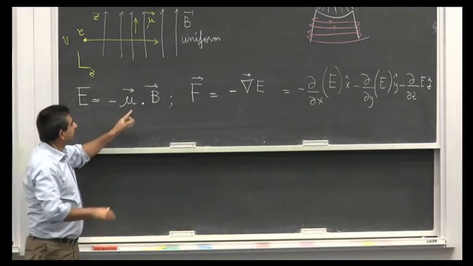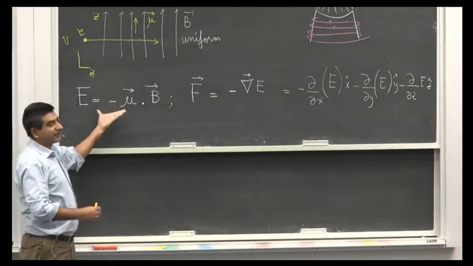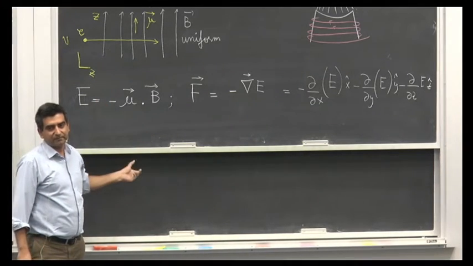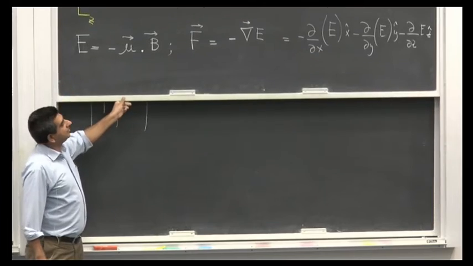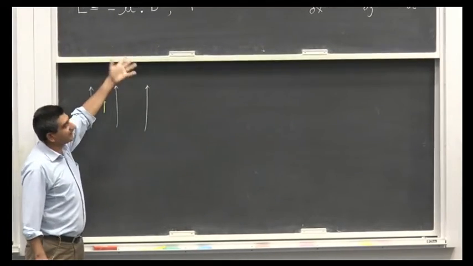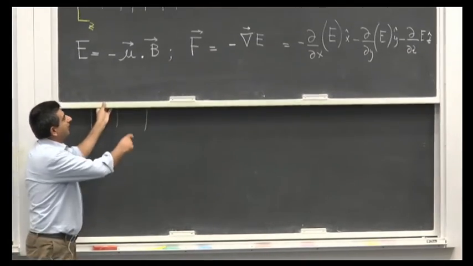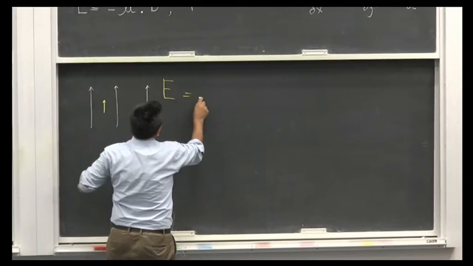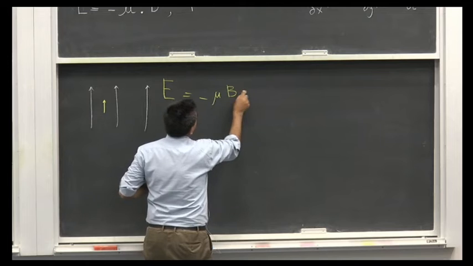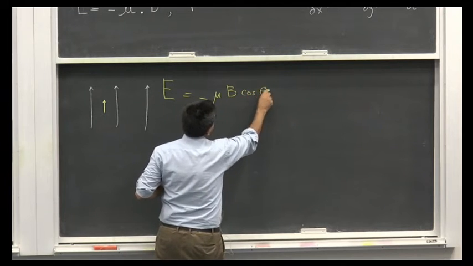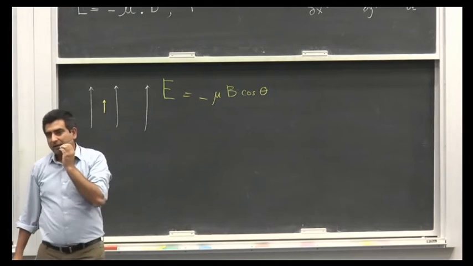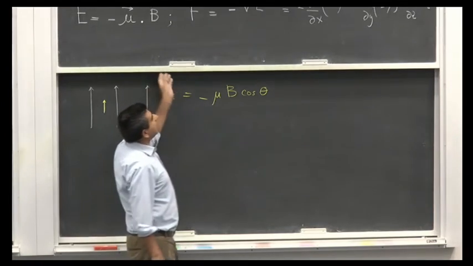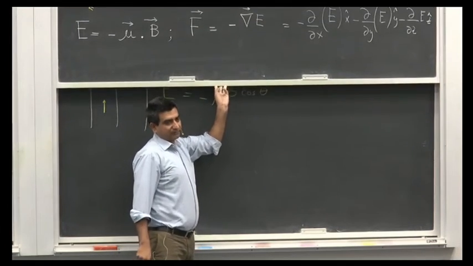And if these are in the opposite direction, I get a positive number, which is higher in energy. That's where I get this formula from. This is the energy. Now, the energy is minus mu B cosine of theta, where theta is the angle between mu and B. Alright, now from the energy I can find out the force.